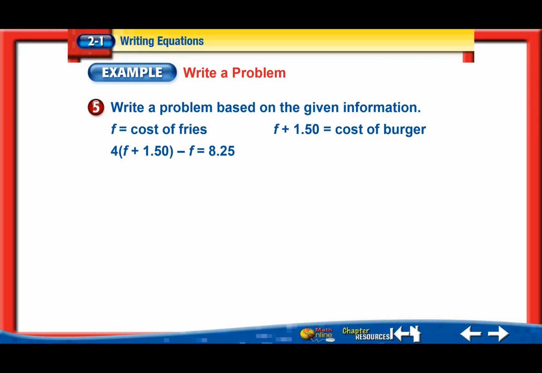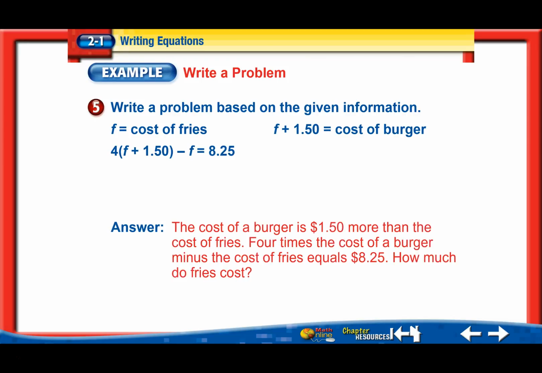All right, write a problem. This one could be a little more complicated, and that's all right. Running low on time, got to go quick here. So, cost of fries equals the cost of the burger. So 4 times this minus the fries equals $8.50. So it looks like the cost of a burger is $1.50 more than the cost of the fries. 4 times the cost of a burger minus the cost of fries equals this. How much do the fries cost?